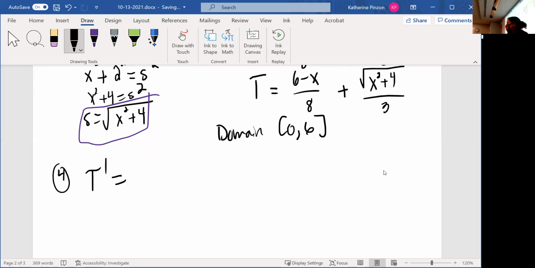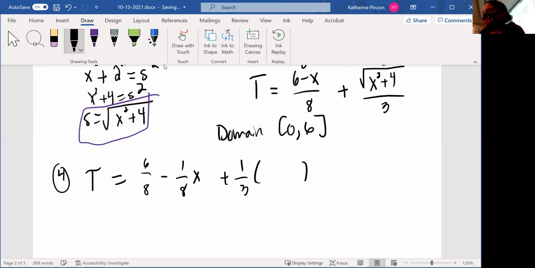Okay, derivative of that guy. I think we should rewrite this guy before we take the derivative. Let me take that prime away for a second. I'm going to rewrite this guy as 6 over 8 minus 1 over 8x. Everybody okay? Yes, plus 1 over 3 times x squared plus 4 to the 1/2.